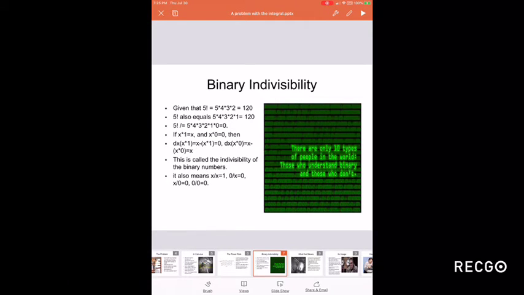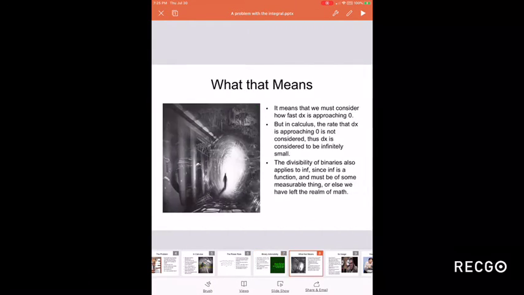This is wrong. What does that mean? It means that we must consider how fast dx is approaching 0, but in calculus, the rate that dx is approaching 0 is not considered. Thus, dx is considered to be infinitely small. The divisibility of binaries also applies to INF.